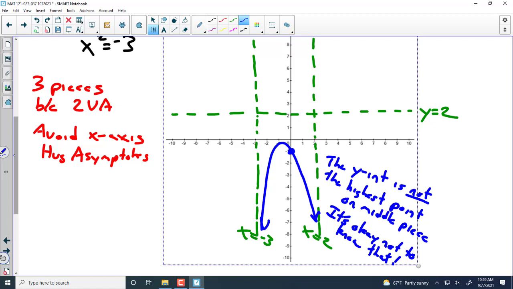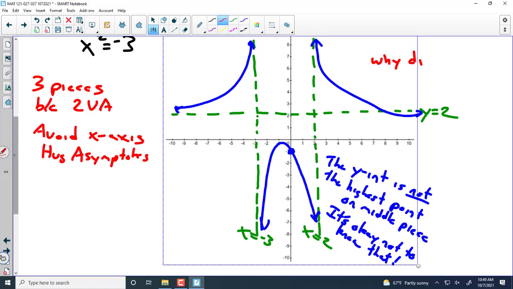How hard is it to draw the rest of this graph, knowing this right here, avoid the x-intercept? Or avoid x-intercepts. Is this hard? No, I think we just have a piece up here. And we have a piece over here.